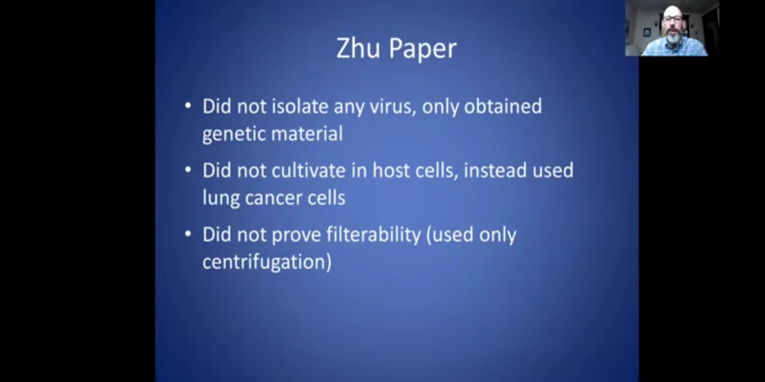So let's move on to the next of the three papers. So the Zhu paper, once again, no virus was isolated. They obtained genetic material. They didn't cultivate in host cells, and this time they used lung cancer cells. Now, they don't call it that in the paper. What they say is that they are lung epithelial cells taken from biopsies of lung cancer patients. Now, I don't think it takes too much to realize that there are going to be cancer cells in there. And one thing that we know about cancer cells is that they make lots of exosomes. So this would provide particles that could be seen under the microscope and confused with other particles. And once again, they did not prove filterability.